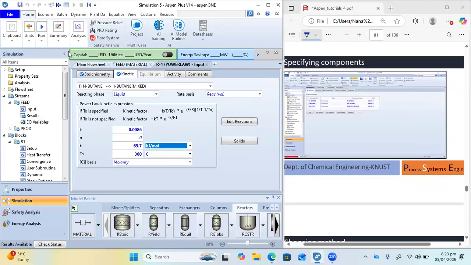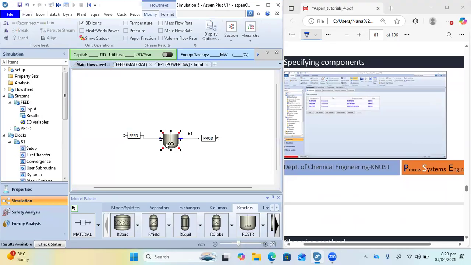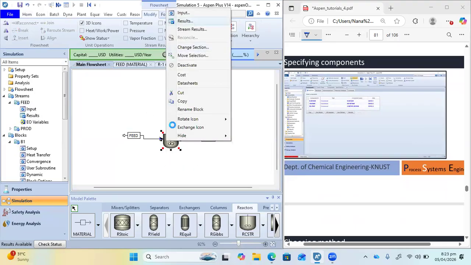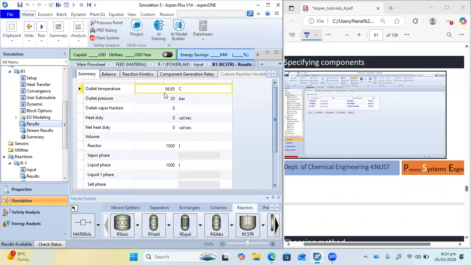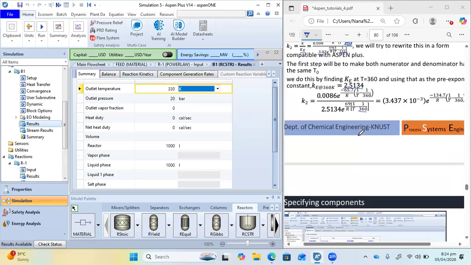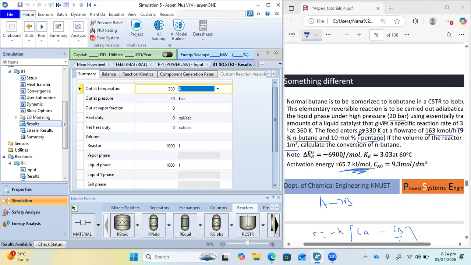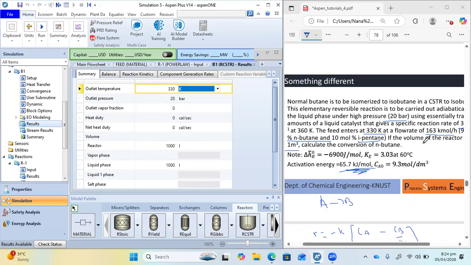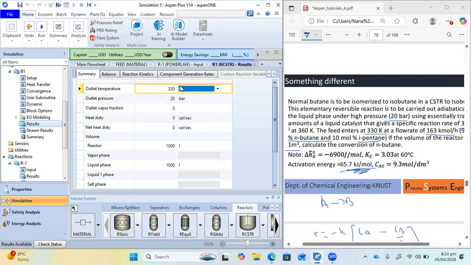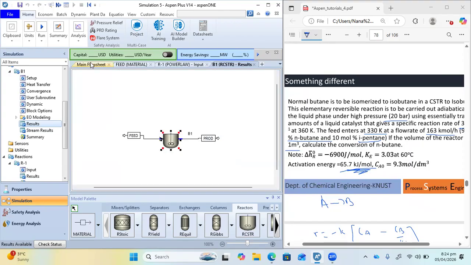Okay, we have our results available. So let's check them out quickly. So the block results. So we see our outlet temperature. Did we make it adiabatic? We made this adiabatic here. The inlet was 330. Okay, so the outlet was the same temperature. So we have these details here.